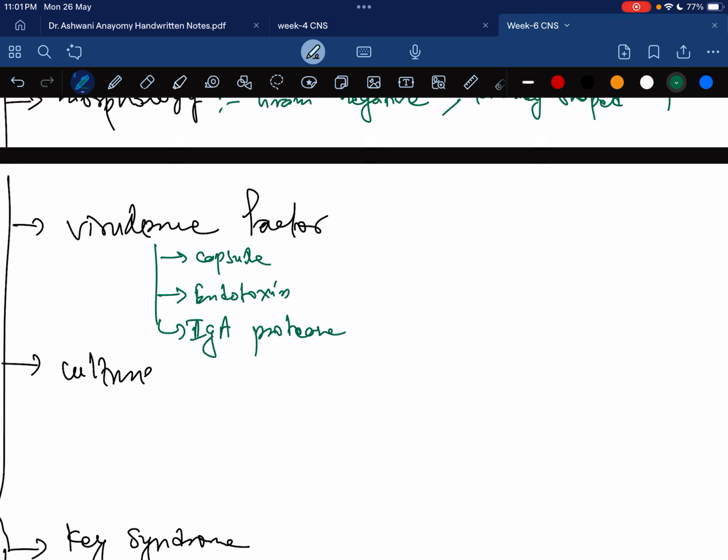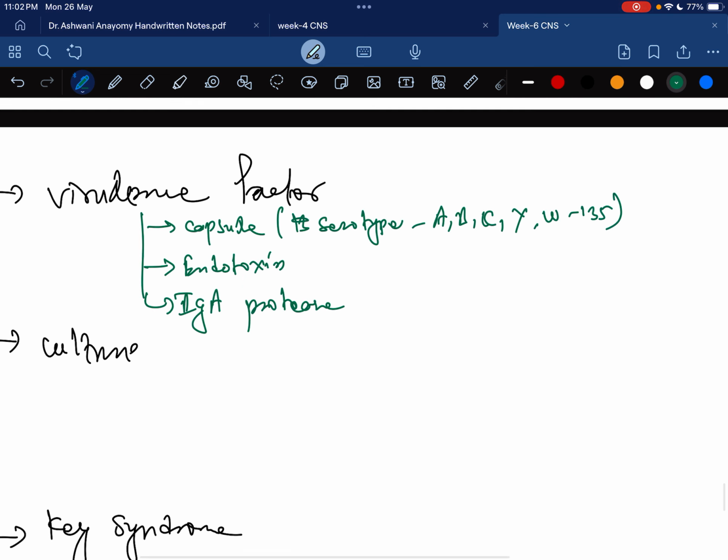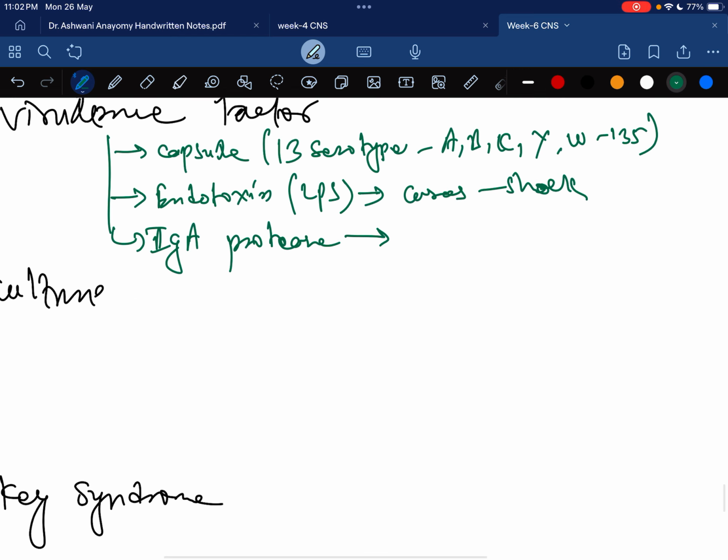So in the capsule there are 13 serotypes. There is A, B, C, Y and W135; W135 is the common one. Then endotoxin, there is the LPS, which causes shock. This is a type of endotoxin which causes shock. Then IgA proteases.